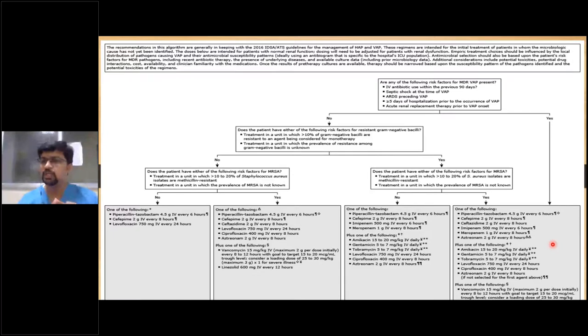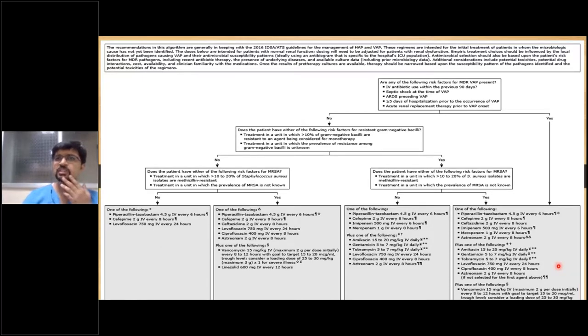The second antibiotic group will be amikacin 15 to 20 mg per kg IV daily, or gentamicin 5 to 7 mg per kg daily, or tobramycin 5 to 7 mg per kg daily, or respiratory quinolones like levofloxacin. Sometimes you can use moxifloxacin, or in some instances ciprofloxacin. These are the two groups of antibiotics. Along with that, either vancomycin 15 mg per kg body weight to a maximum of around 2 gram per dose initially every 8 to 12 hours, or linezolid 600 mg every 12 hours. So what I am trying to tell you is, if there is a strong possibility of Pseudomonas or MRSA, you are supposed to take two antibiotics for Pseudomonas and one antibiotic for MRSA.